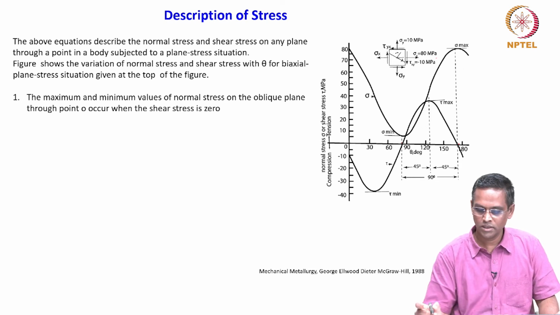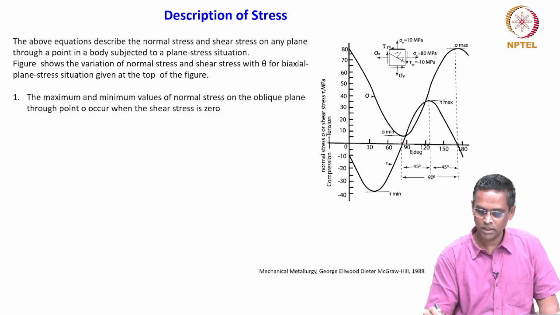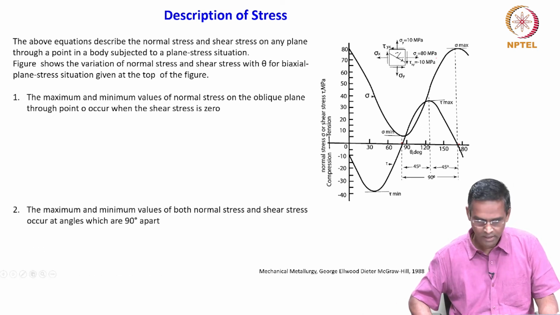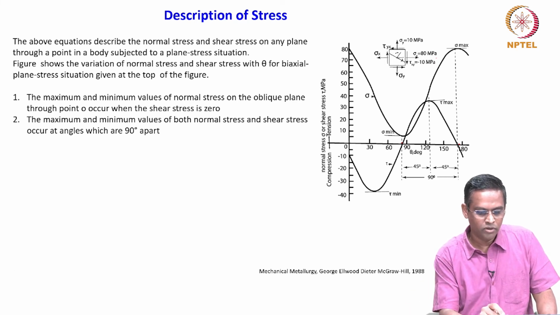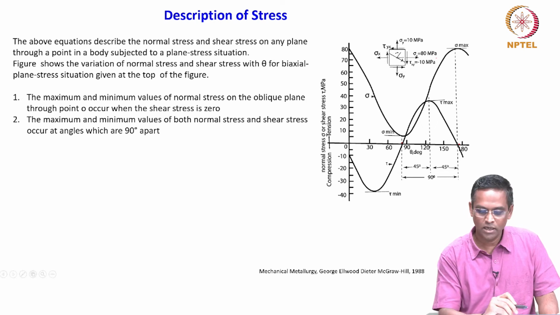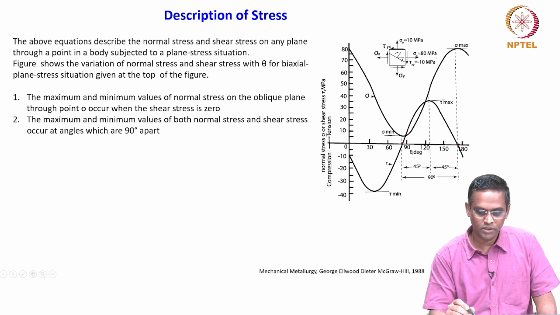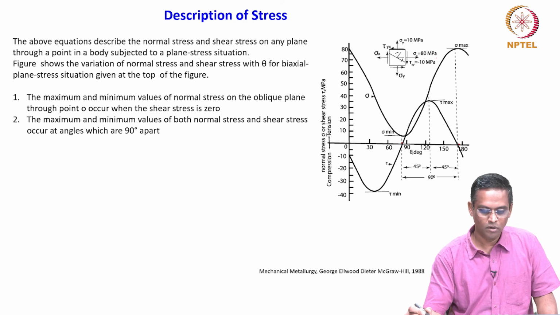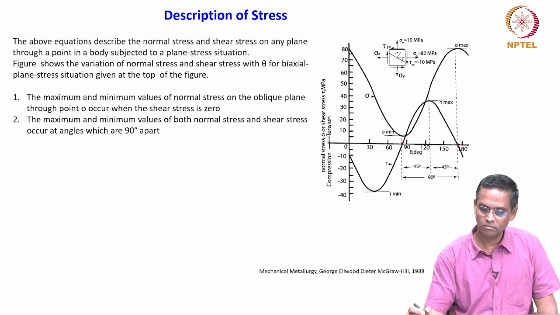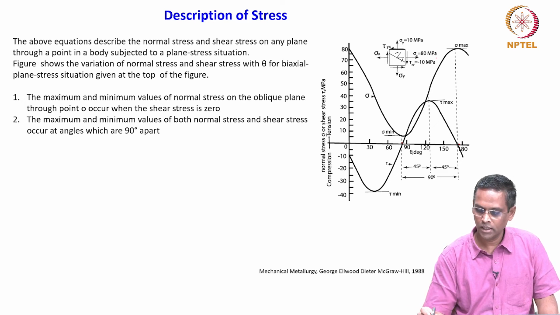Maximum and minimum normal stresses on an oblique plane through point O occur when shear stress is 0. So, shear stress is 0 here and here. The maximum and minimum values of both normal stress and shear stress occur at angles which are 90 degrees apart. So, normal and shear stress: maximum, minimum, maximum, minimum. The interval is 90 degrees, that is what it says.